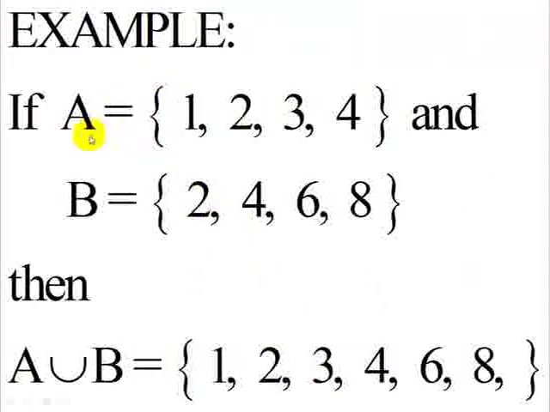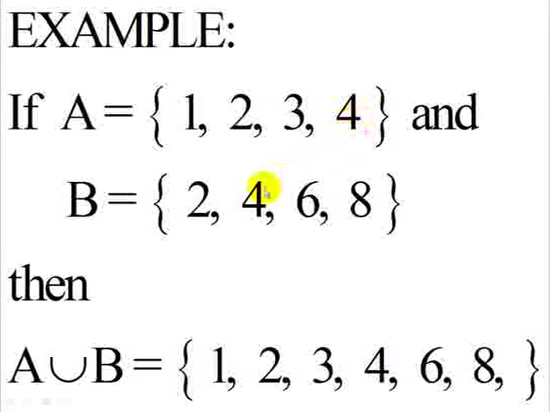Considering this example, the elements of the set A are 1, 2, 3, and 4. And the elements of the set B are 2, 4, 6, and 8. Now when we say A union B, it means that we are to combine the elements of the set A and the elements of the set B. But take note, for union of sets, repetition is ignored. What do I mean by repetition is ignored? When we look at the elements of the set A, we have an element 2, and that same element 2 can also be found in the set B. So when we are writing the union of A and B, we write only one. We don't repeat the number 2.